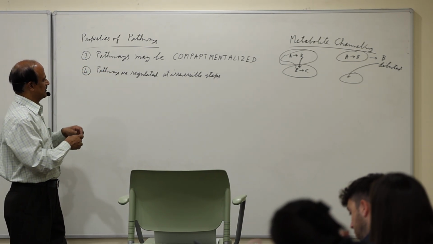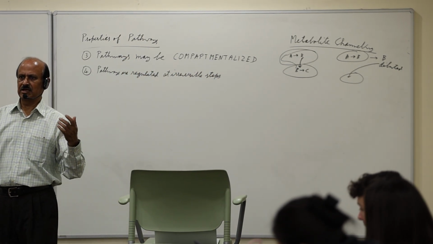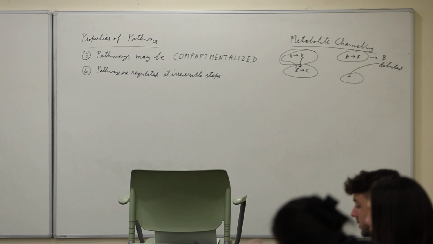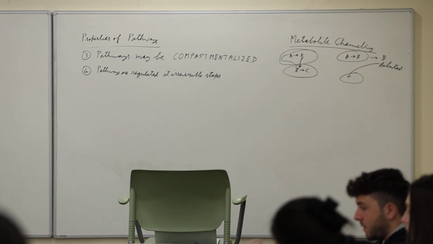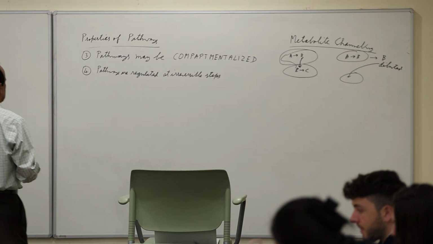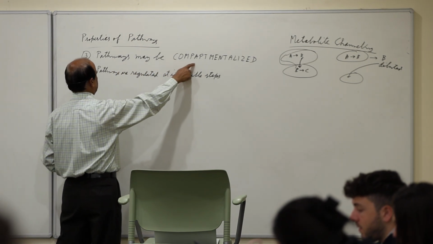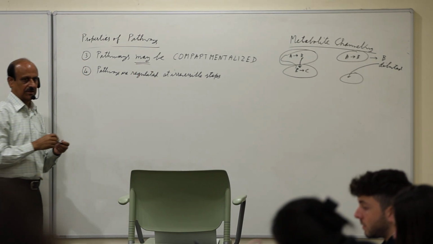So those are all different examples of compartmentalization, which means two opposite reactions can be happening at the same time in different places, or the same reaction may take multiple enzymes to happen, and all those enzymes may be together in one location rather than multiple locations. All right, but that's not true for all pathways, so that's why it says may be compartmentalized, so it doesn't have to be.